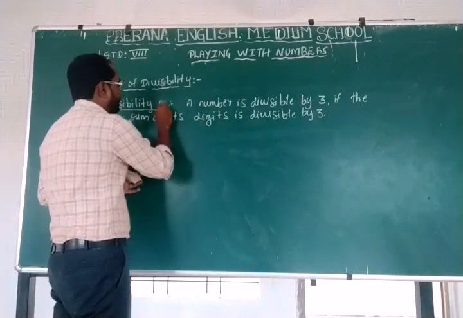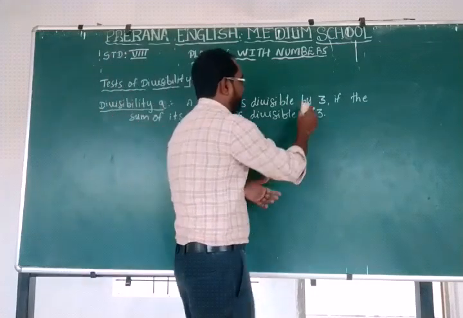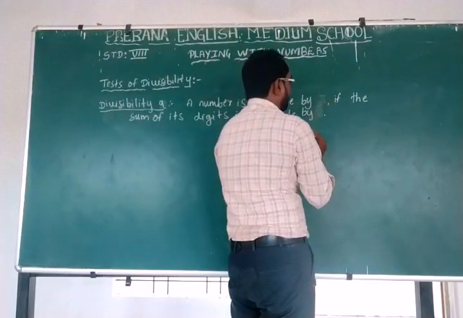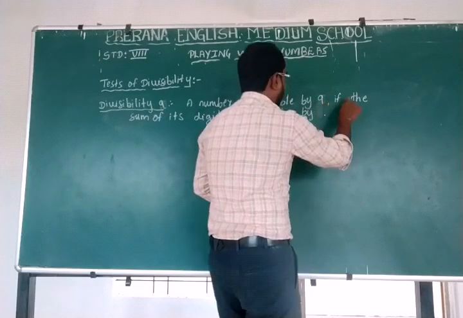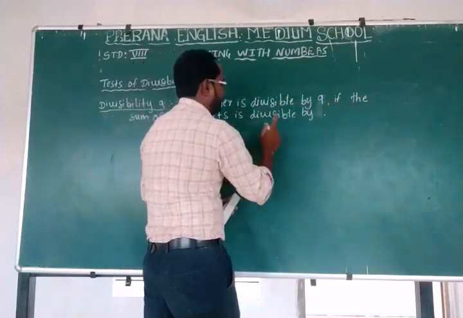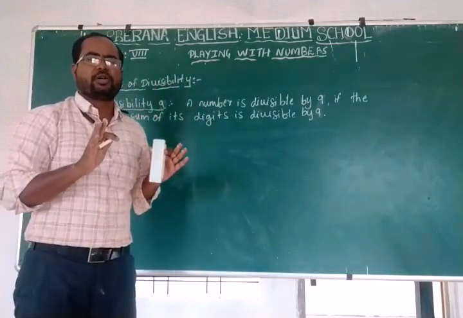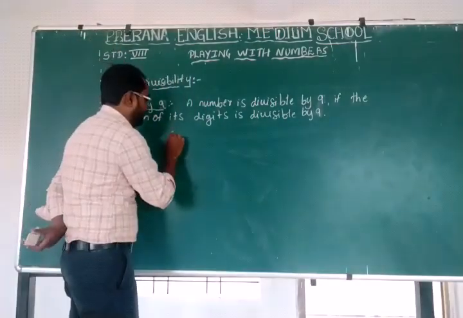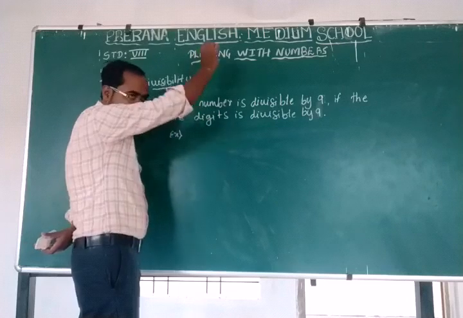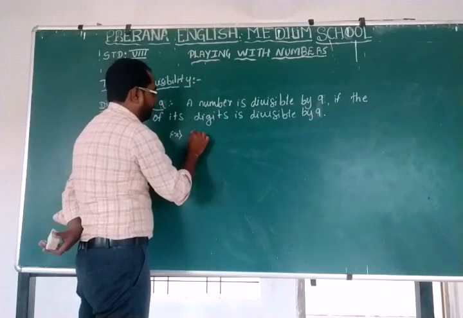Divisibility by 9. A number is divisible by 9 if the sum of the digits is divisible by 9. Same rule, no change at all. Same rule you will apply. You will take an example here. Just take a number.